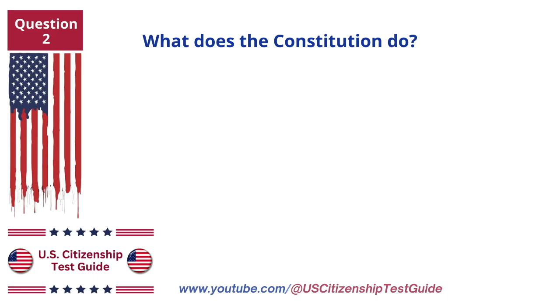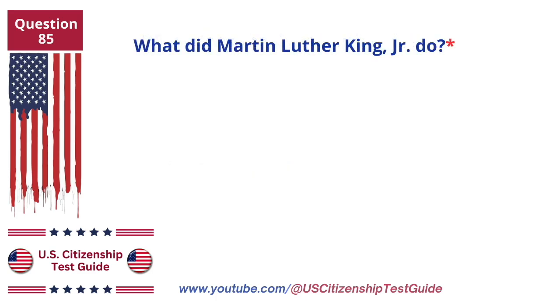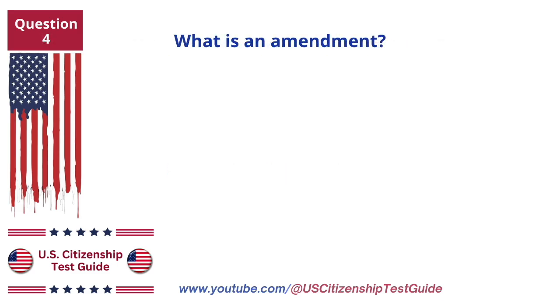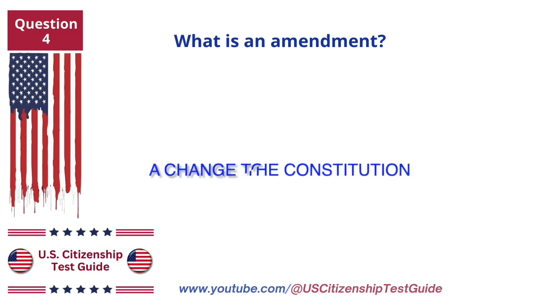What does the Constitution do? Sets up the government. What did Martin Luther King Jr. do? Fought for civil rights. What is an amendment? A change to the Constitution.